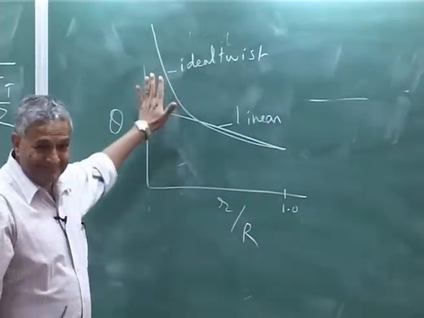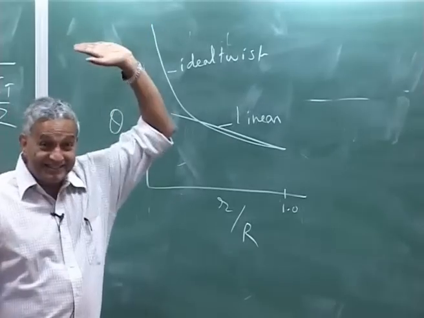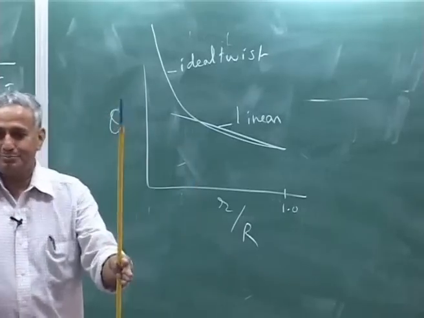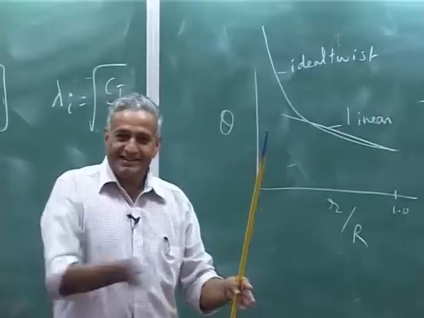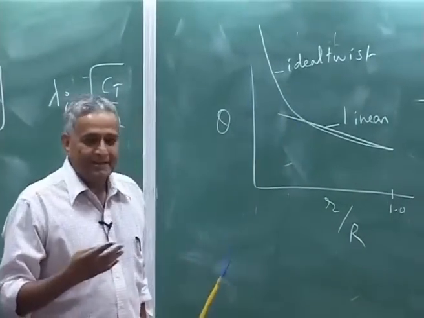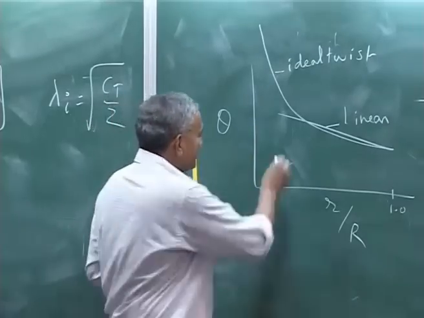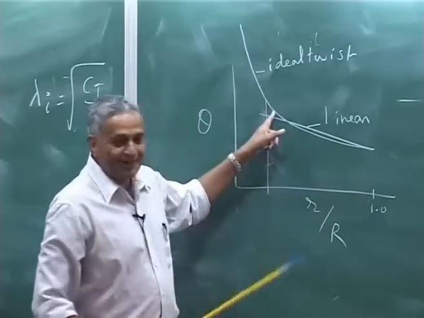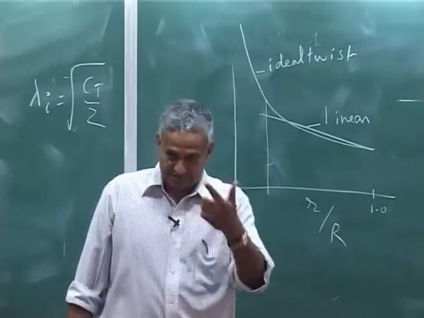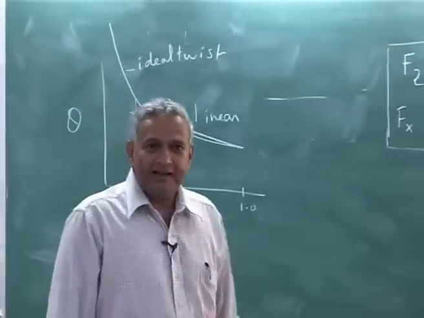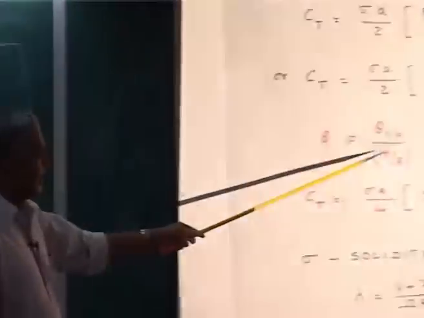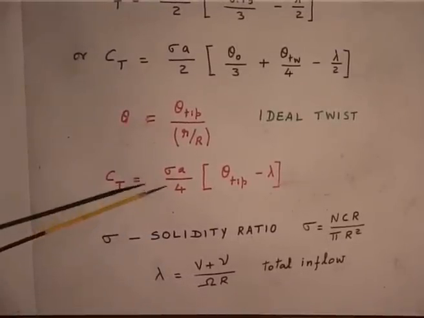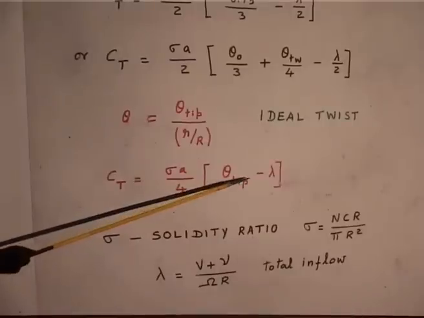You can't make it, okay, because how will you take it to infinity? Twist to infinity has no meaning, but up to some 0.2 radius, because near the root it is not an aerofoil section anyway. So you can cut it out somewhere here or someplace. Then you say, I can manufacture it. So you see, this I will give you as an exercise which you can try. I can have an ideal twist, okay, and if I use this, my CT will be this expression, sigma a over 4 times theta tip minus 4.